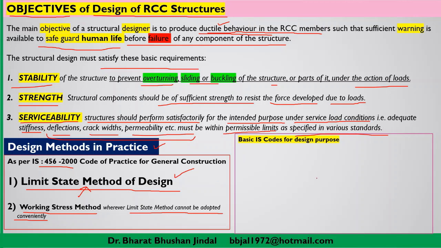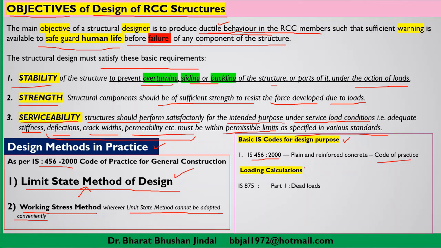Now, some basic codes which you have to keep with you when you are going to design. Some of the important codes: first of all, we know that it is IS 456:2000 version, Plain and Reinforced Concrete Code of Practice. Now, how to estimate the various types of loads which can occur? That means how to assume the loads. Some guidelines are given.